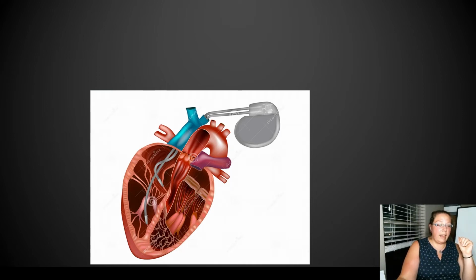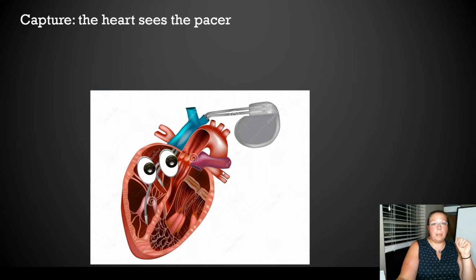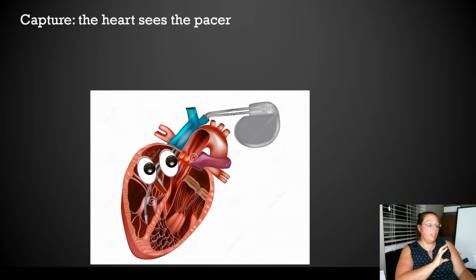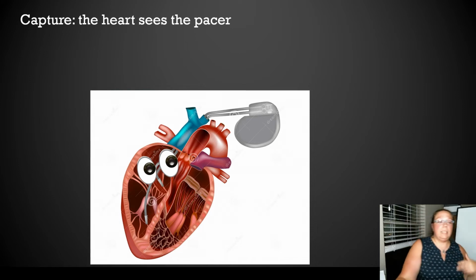But we have capture. When your pacemaker is capturing, that means that the heart is looking at the pacemaker, and any of the electrical impulses that come from that pacemaker, the heart sees it and reacts to it. So capture means the heart is looking at those electrical impulses from the pacemaker, it sees the pacemaker, and it's reacting to that pacemaker.